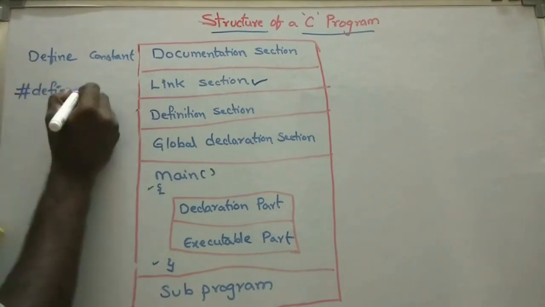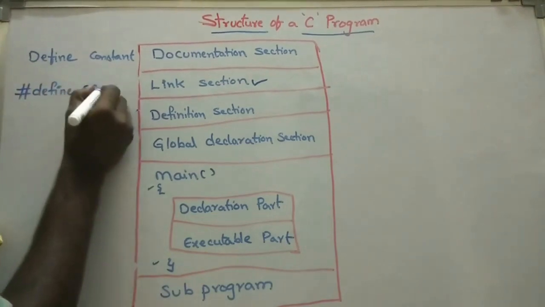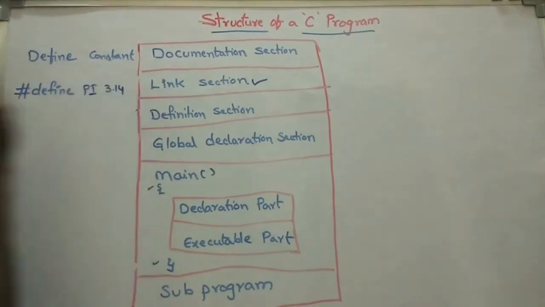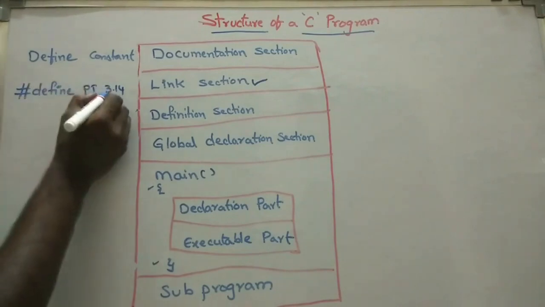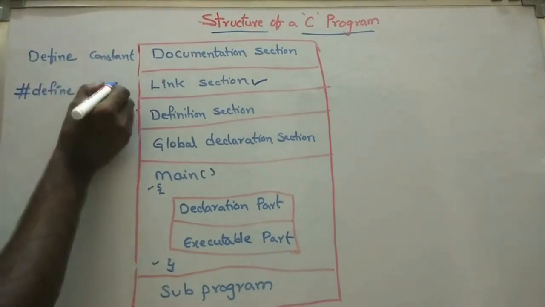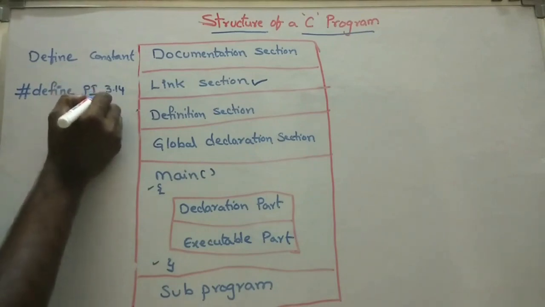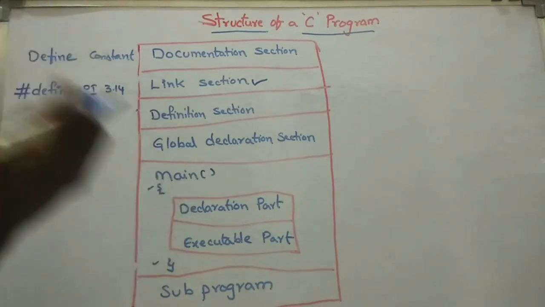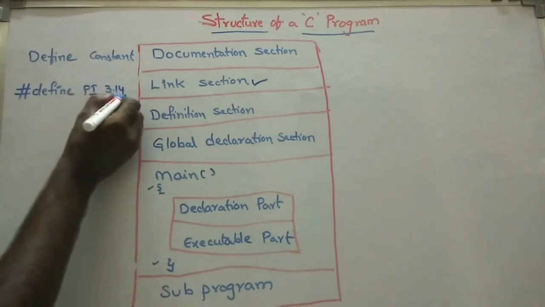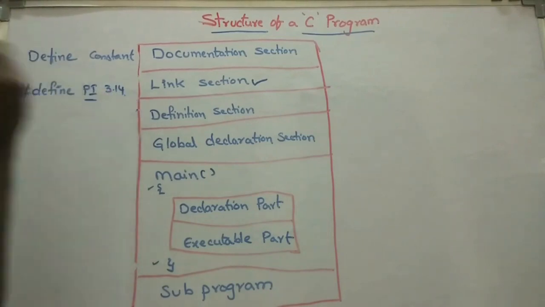Suppose I require the pi value. What is the pi value? 3.14. Right? Here the value of pi is 3.14. This 3.14 is assigned as a constant to the particular variable pi. Now wherever I require the value 3.14, I can use the name pi.